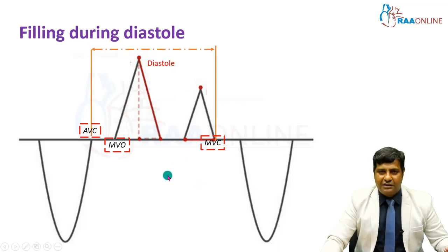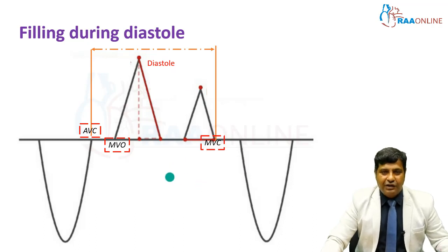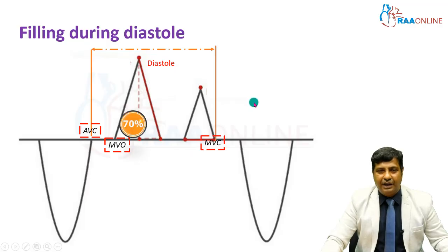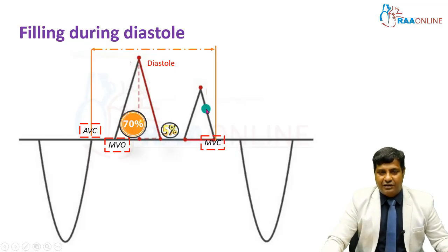But how much blood is pushed into the left ventricle in each period? The majority of the blood, nearly 70%, is delivered through this early filling. Then the diastasis, that period of the mid diastole, contributes only about 5%, and the atrial contraction or the atrial kick contributes about 25% of the blood.